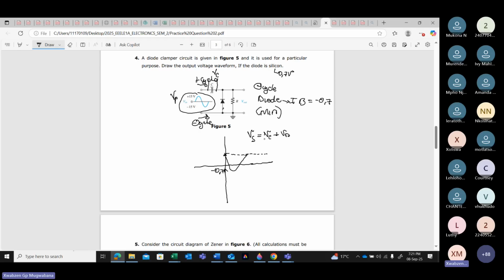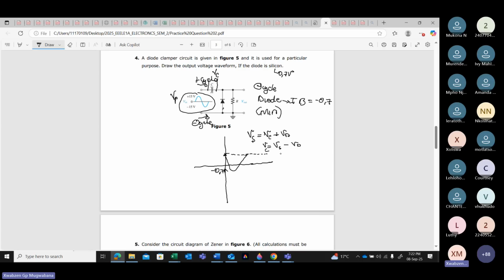This is according to Kirchhoff. You still remember this Kirchhoff? Yes, sir. Now, I need VC, which means if I need VC, I am going to say what? Now my VC will be my V of supply minus my VD. If I subtract this from here, I'm going to get that one there. Are we together? Okay.